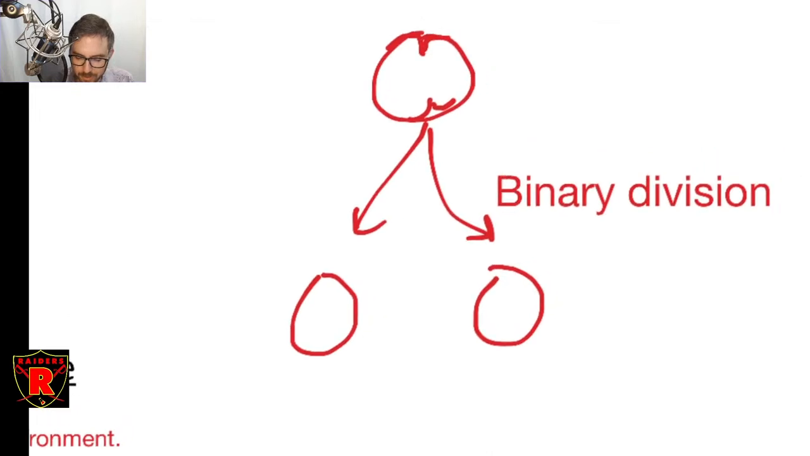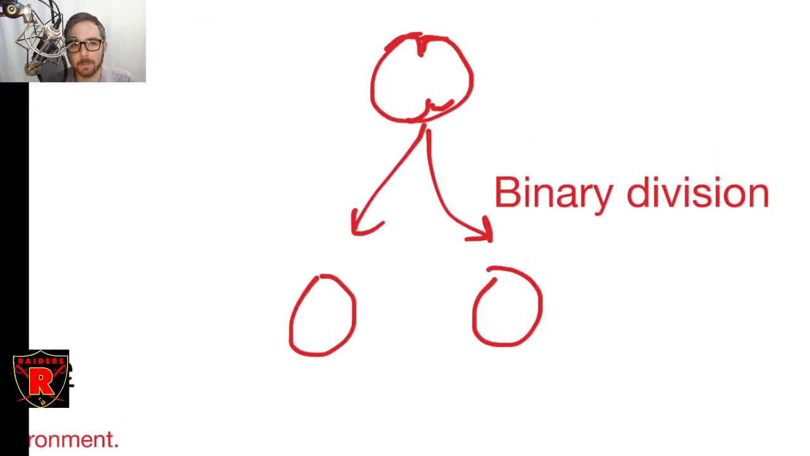Also, as a quick aside, bacteria reproduce through a process called binary division. In binary division, one bacteria duplicates its DNA and then cuts itself in half, making two daughters. This may look a lot like mitosis. The outcome is the same as mitosis, in that you have replicated everything and then you cut your cell in half. But there are some really large differences between this process and mitosis.